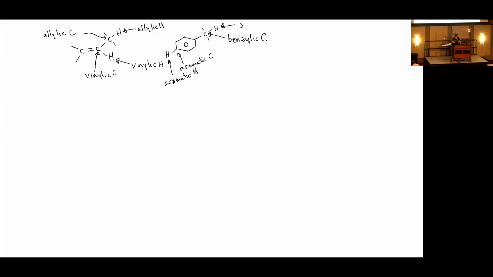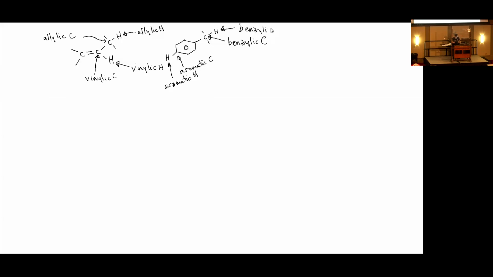And the hydrogen attached to such a carbon would be a benzylic hydrogen. It's very unfortunate. It's a confusing term. So please be sure that you get it down. I'll give you an example. I think you already know that a compound like this would be called bromobenzene. But if you put a CH2 in between, that compound is called benzyl bromide.